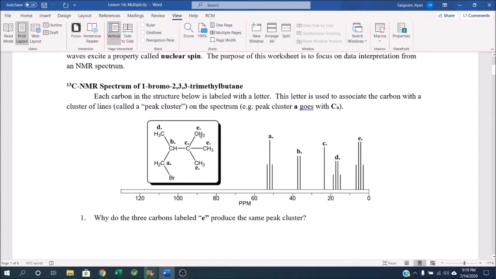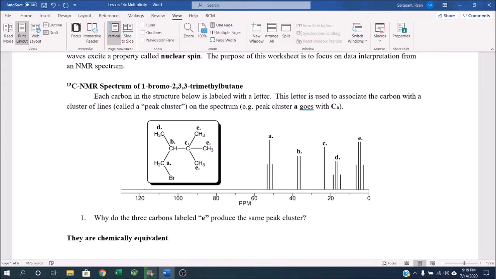Notice how all 3 of these methyl groups right here are labeled E, and when we look at the spectral data, those 3 carbons are producing a similar, what's called a peak cluster. So this peak cluster over here labeled E is due to these 3 methyl groups. Why do the 3 carbons labeled E produce the same peak cluster? And the answer is they are chemically equivalent.